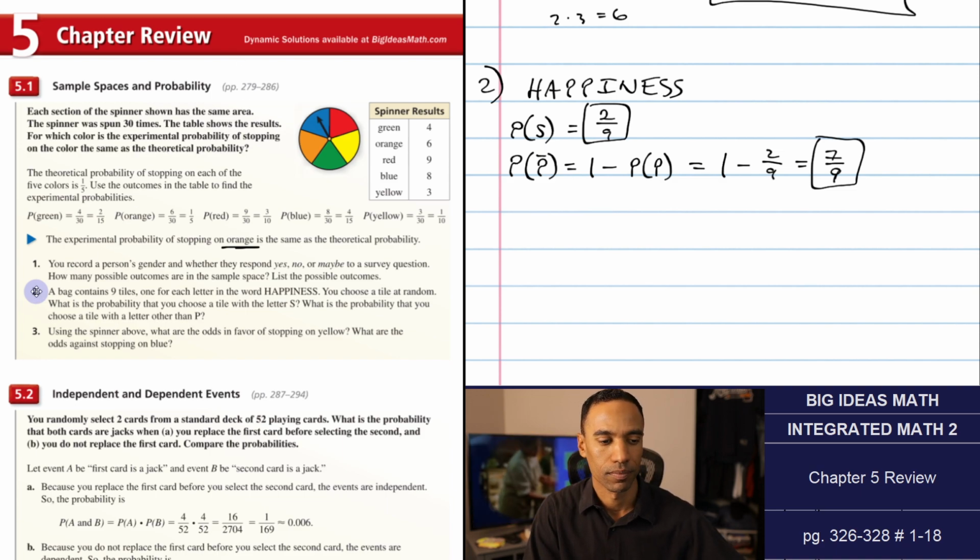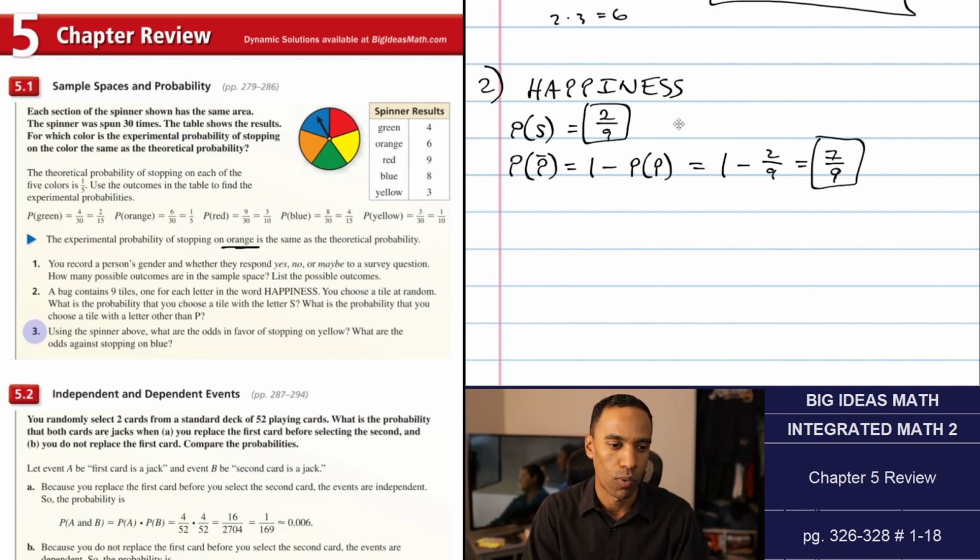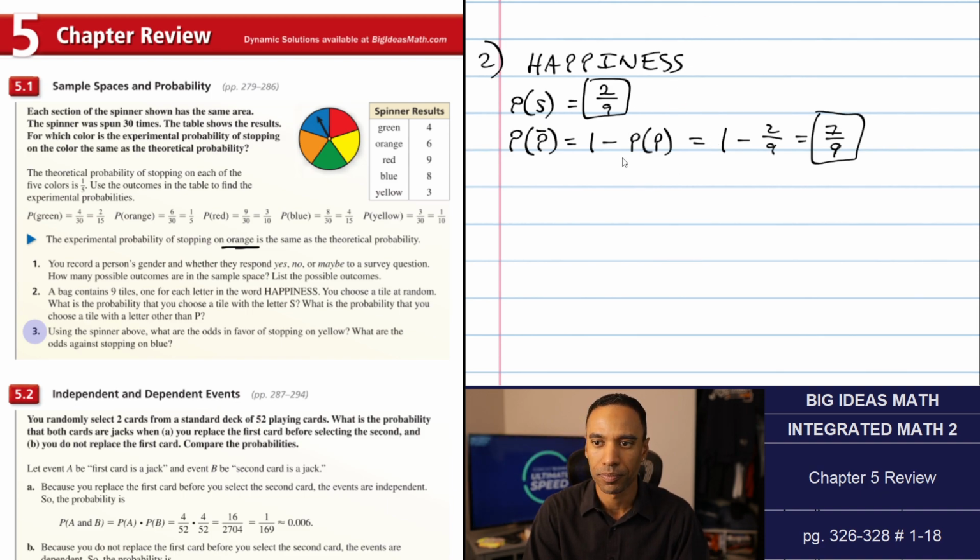Number 3. Using the spinner above, what are the odds in favor of stopping on yellow? What are the odds against stopping on blue? Well, they said the spinner, not the table, so I'm guessing we're talking about the theoretical probability in this case, each of which has a 1/5 chance, but they're mentioning odds.